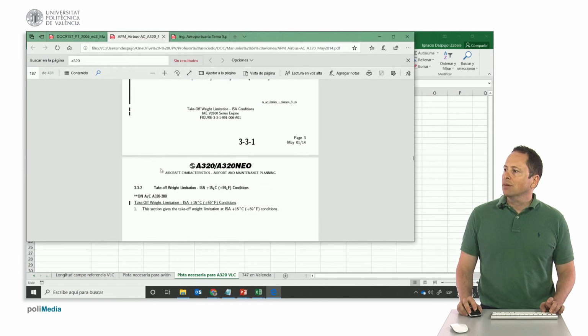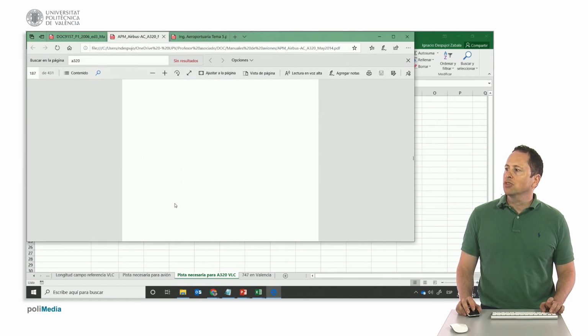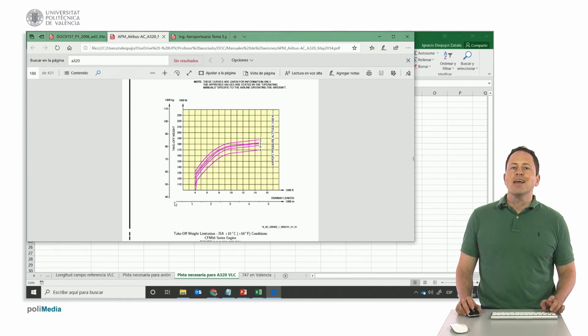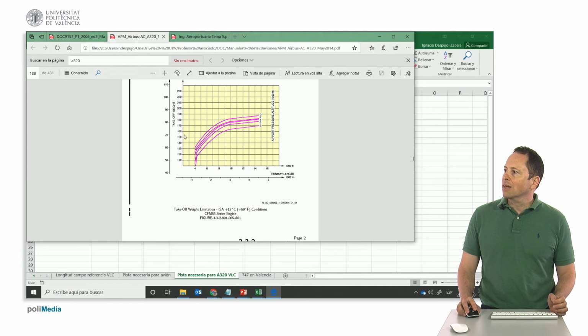We are going to ISA plus 15, which would be this. We have said that our aircraft will have CFM56 engines, it would be this. Then we are going to 160,000 pounds, more or less, which is here, and we are going to the 0 feet curve. This is 0 feet, 200, 400 feet in reality. It would be a little bit beyond the curve of 0 feet because we have 73 feet.